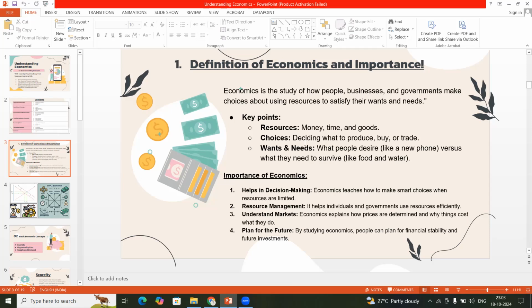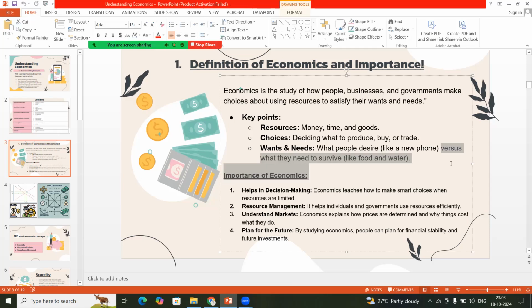So this is the example of desire, versus what are the needs? That is, what are the necessities of day-to-day life? Food, clothes, water. These three things are my necessities. The basic necessities of life are known as needs. So we have to understand the difference between wants and needs.